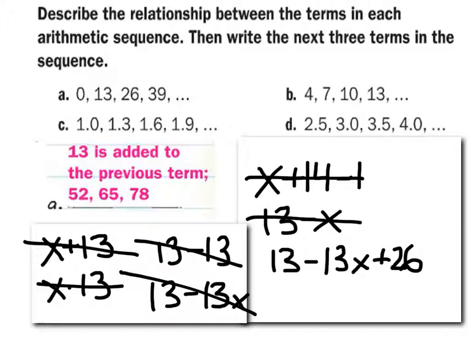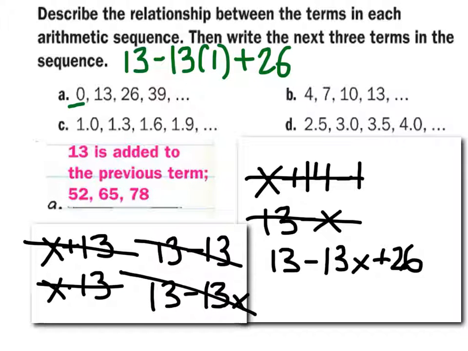All right, so Nate says he's got this one right here, right? 13 minus 13x plus 26. Let's find out if it will work. So we're going to take, in position 1, it should be 0, right? So 13 minus 13 times 1 plus 26 equals 26 for position 1. Yeah, it's 26.